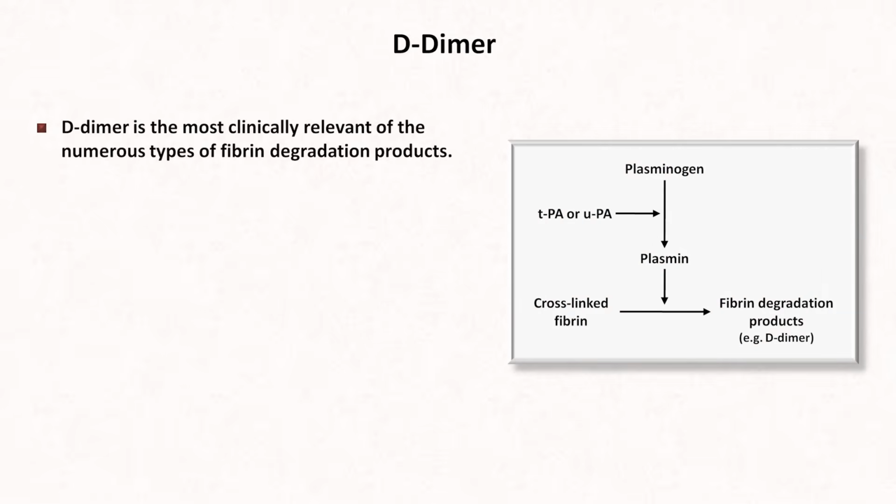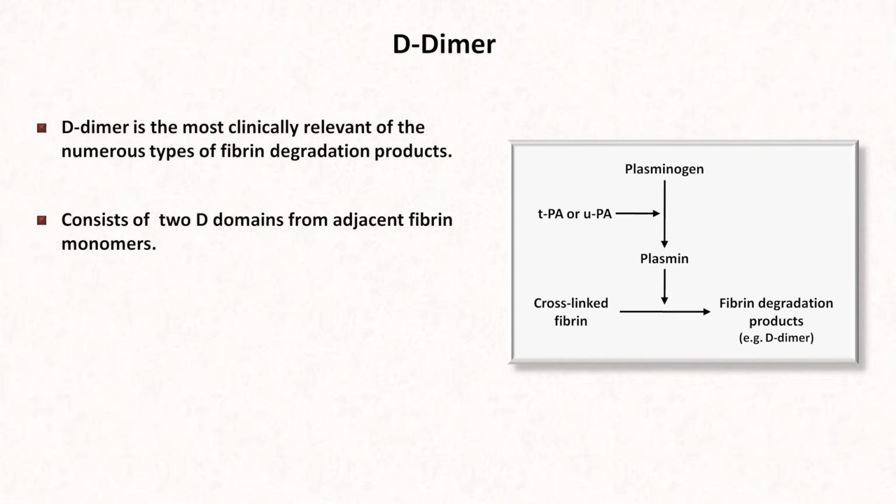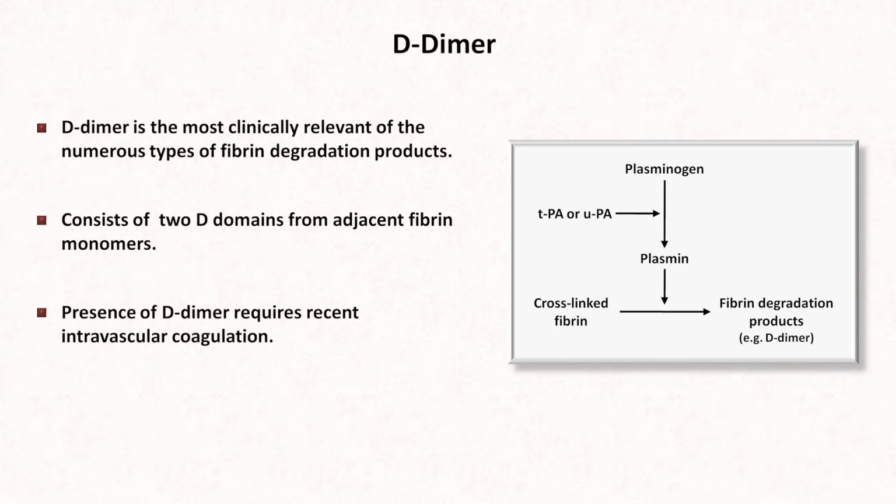The last of the common hemostasis tests is the D-dimer. As mentioned in the last hemostasis video, the D-dimer is the most clinically relevant of the numerous types of fibrin degradation products. It consists of two D domains from adjacent fibrin monomers. Thus, the presence of D-dimer requires recent intravascular coagulation. The normal range is less than 0.5 milligrams per deciliter, which is sometimes expressed as less than 500 micrograms per deciliter.